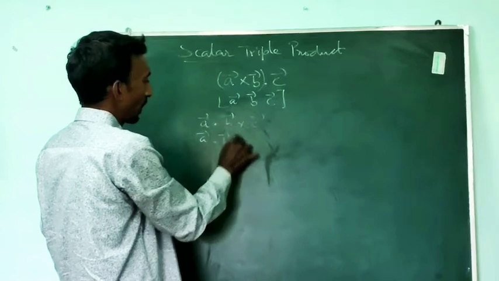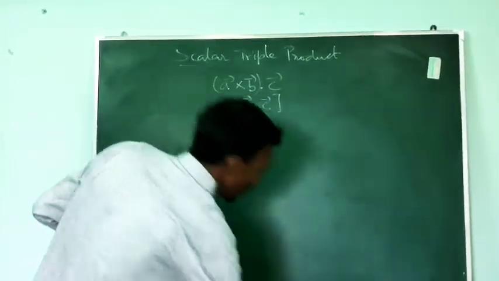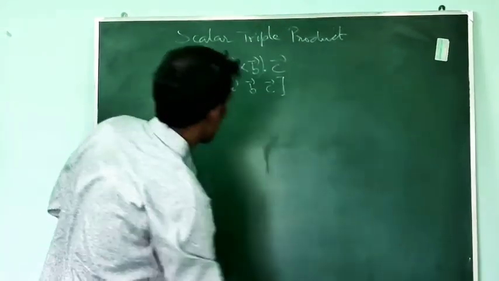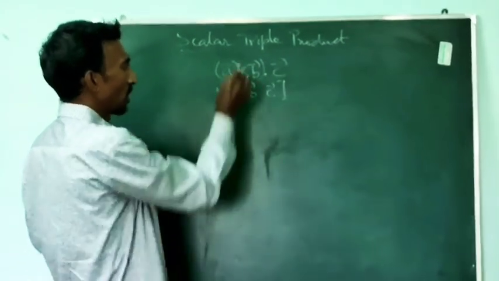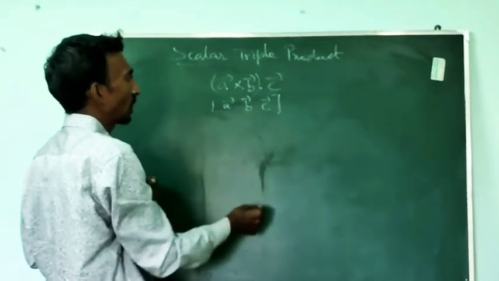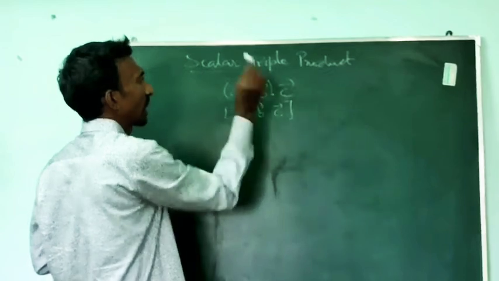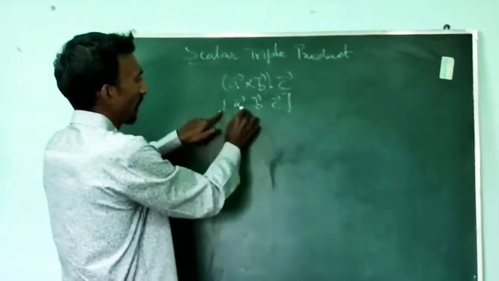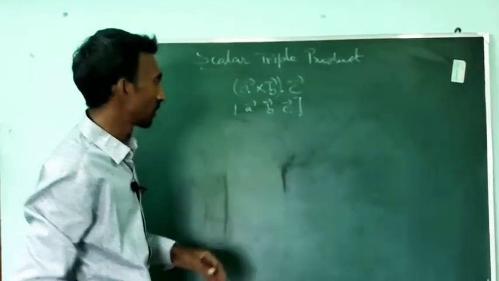A dot B dot C is meaningless, so it is not possible. So we can apply only the second one, cross product. Either we can apply dot product or cross product. The first one, A cross B dot C, the value is a scalar quantity, that's why it is called a scalar triple product. Here three vectors are involved. In other words, it is represented by box A vector, B vector, C vector, or scalar product or box product.